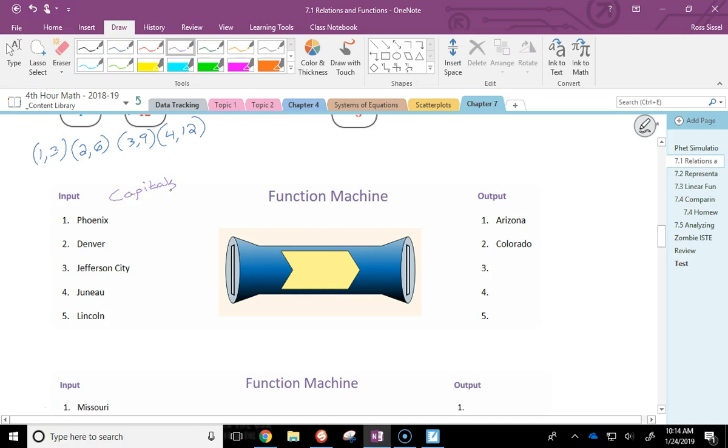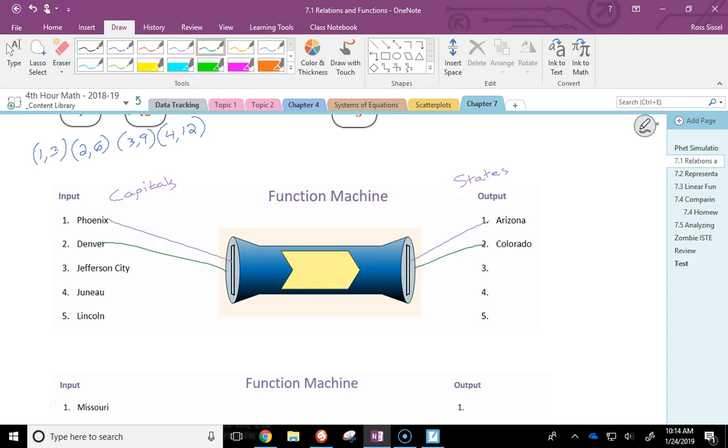Over here, Arizona came out, Colorado came out. What do you think these are? States. When I put Phoenix in, Arizona came out. When I went ahead and put Denver in, Colorado came out. What is the rule? What's going on here? Whatever you put in for capital, you're going to get the state. Good. Whatever I put in for my capital, the state comes out.